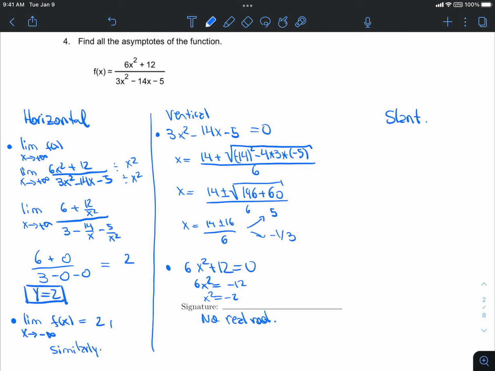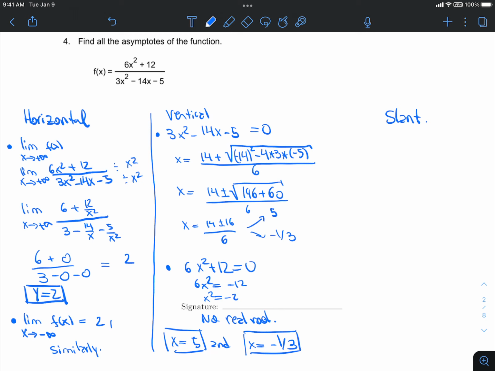That would be like an imaginary number. So plus or minus square root 2 times i. So there's no real root. If there were, and if the root coincided with either the 5 or the minus 1/3, I'd have to sort of factor it out and cancel. That way, I would not get a vertical asymptote there because the limit when x approaches that number would not be infinity. But in this case, x equals 5 and x equals minus 1/3 are vertical asymptotes.